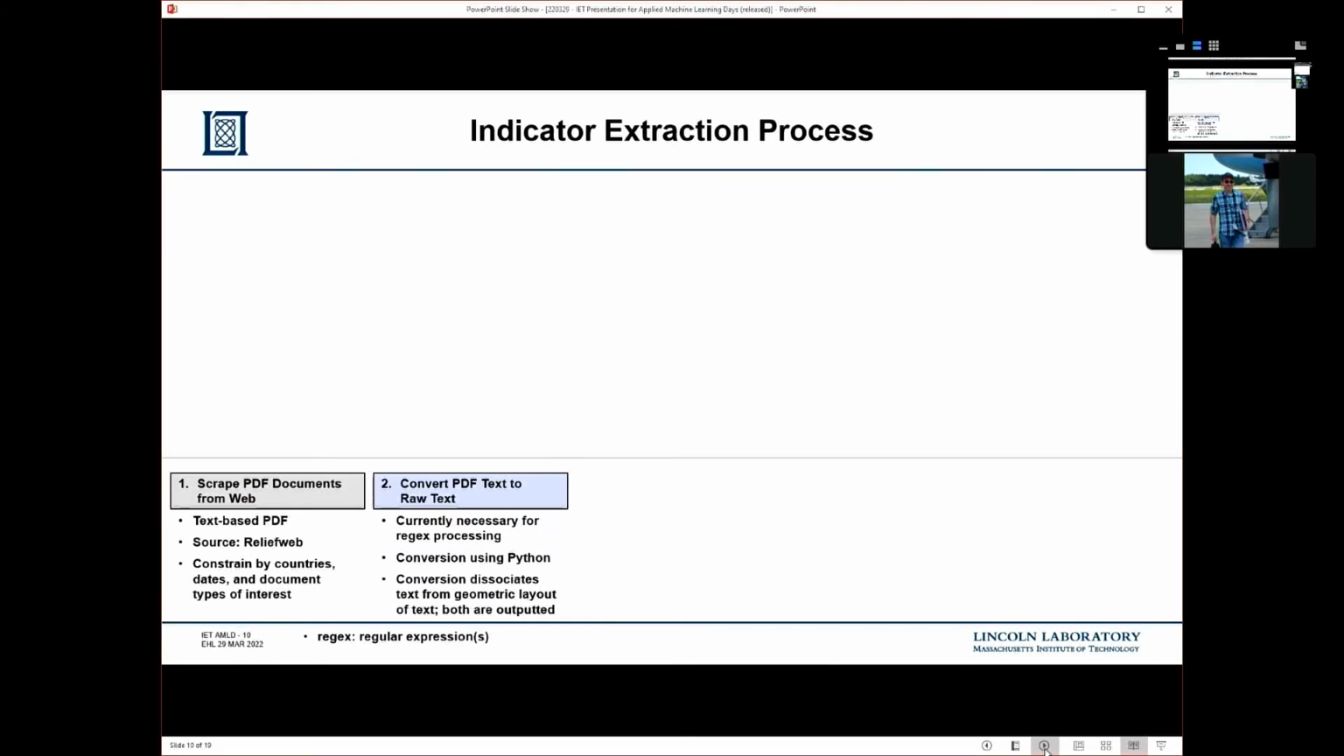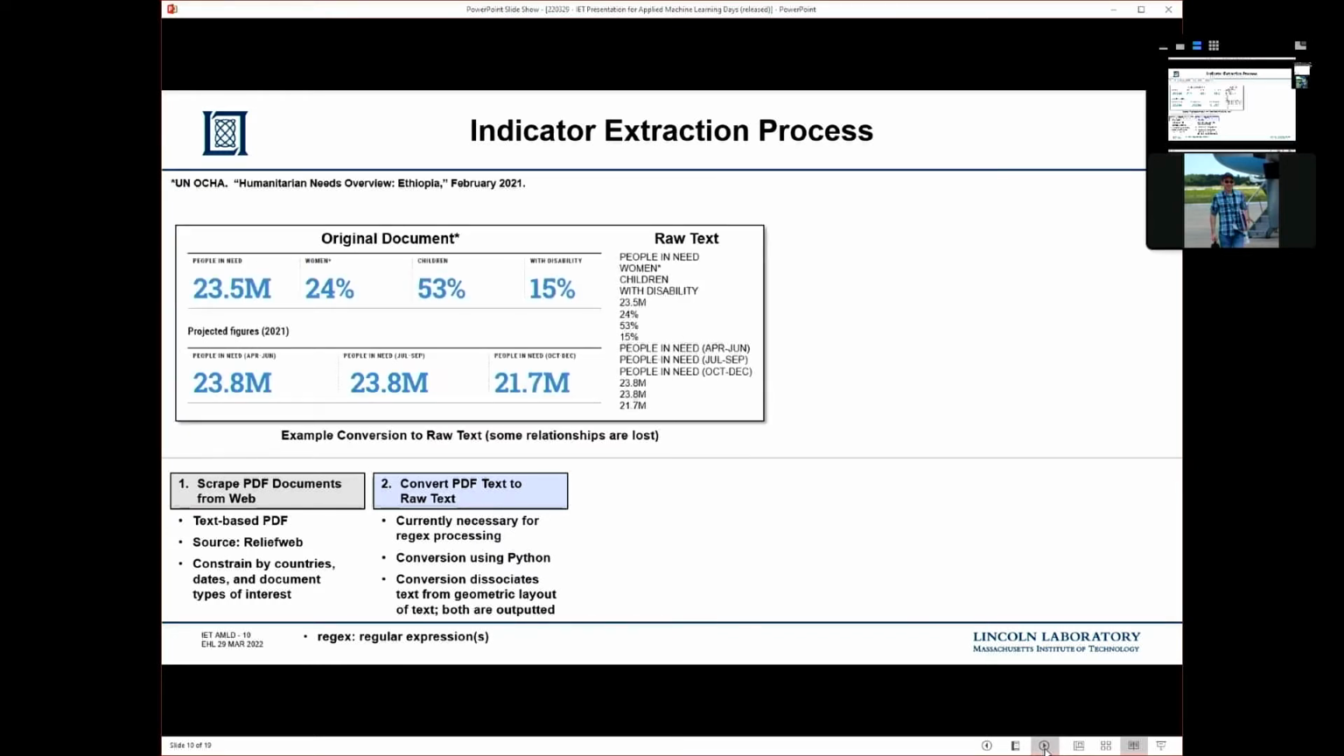Then the PDF version of the text was converted to raw text, which was necessary for the kind of processing we were doing, which was using regular expressions. Now, when you're converting paragraph level text to raw text, typically you don't run into any issues in our experience. But when you're trying to convert infographics and tables, then you can run into problems.